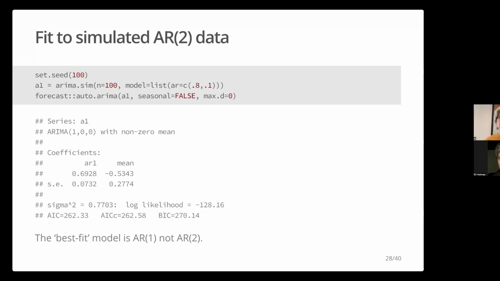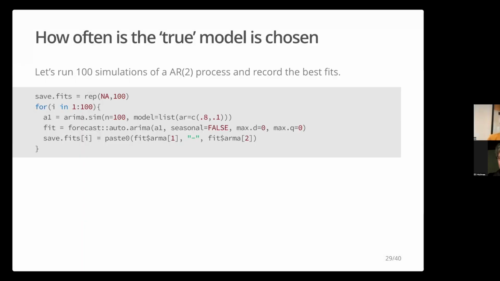I want it just to try to figure out the structure. I want to see, is it going to pick an AR2 or is it going to pick something else? So this is a little for loop. Run it 100 times and let's see what it does.